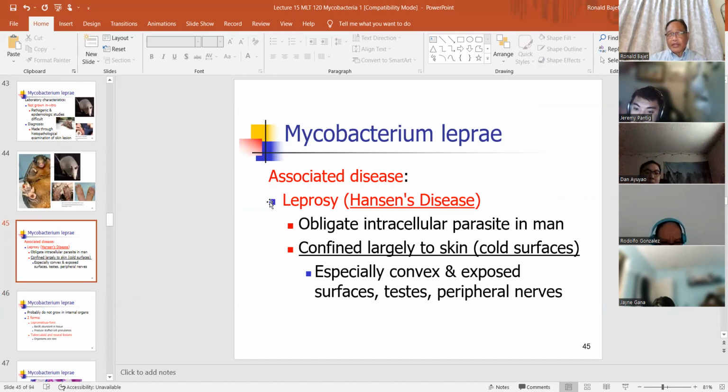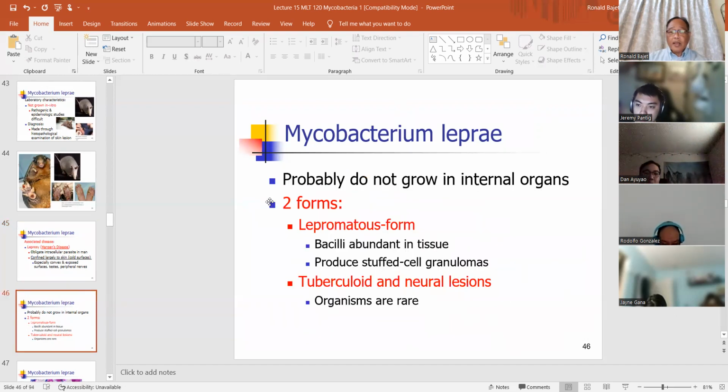Another name for Mycobacterium leprae is Hansen's bacillus. And the disease of leprosy is called Hansen's disease. Make sure you know that, okay? Hansen's disease is leprosy, and Hansen's bacillus is Mycobacterium leprae, okay? It's an obligate intracellular parasite in man. It's confined largely to skin and cold surfaces, especially convex and exposed surfaces, testes, and peripheral nerves.